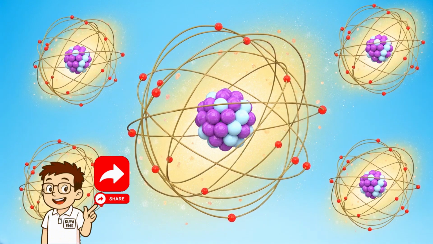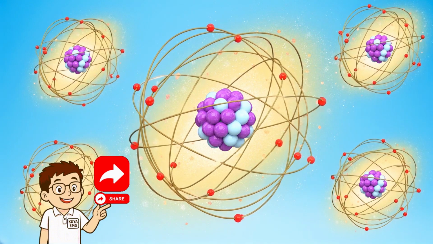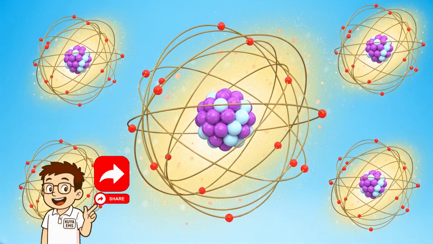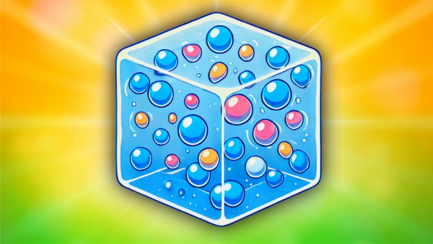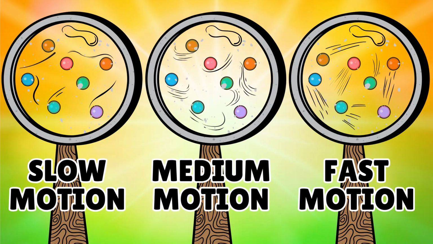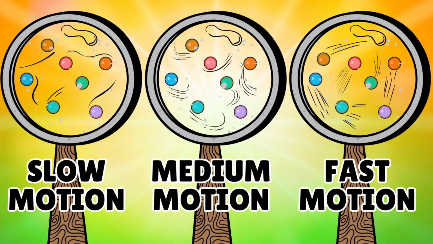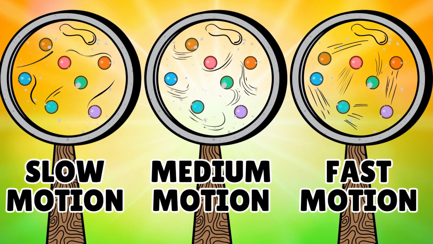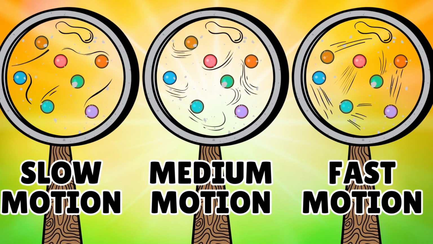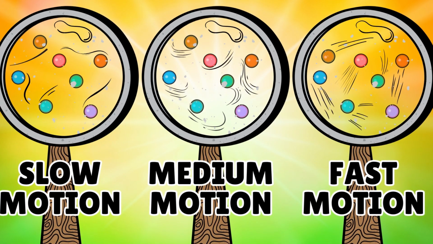Principle number 3: particles are always moving. Particles never sit still. Even in ice, they're vibrating in place. Their motion depends on temperature and state. But complete stillness? That doesn't exist on a particle level.